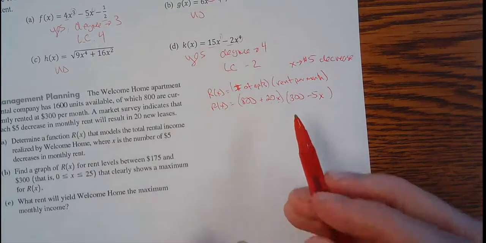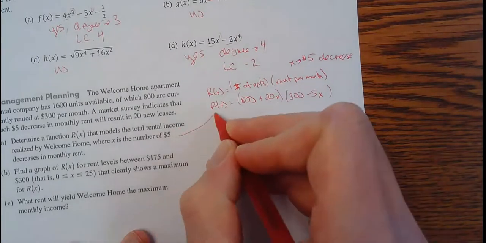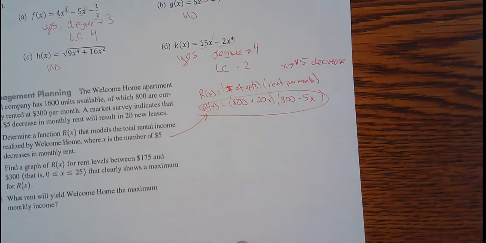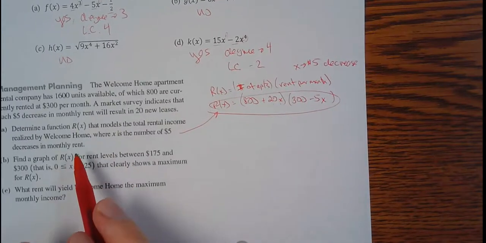So if I look at these here, that's about it. I don't have to multiply that out. That's called factored form. If I want to put it in standard form, I have to multiply everything out, put the highest degree first, and go from there. But it didn't say I had to do that, so I'm not going to worry about it.